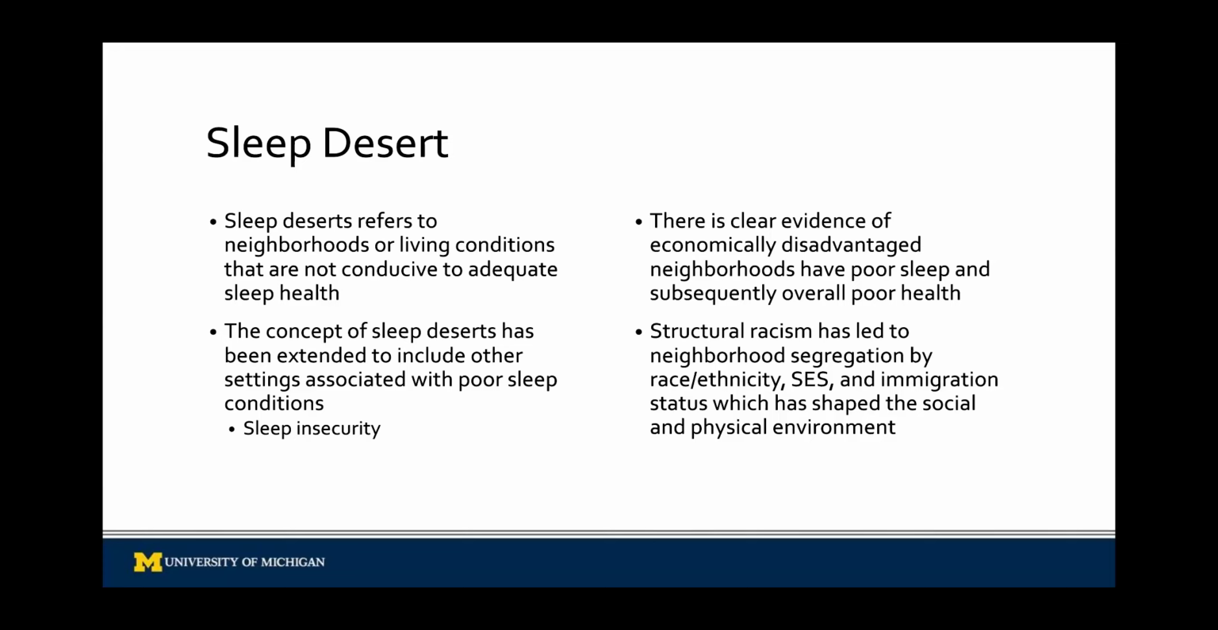So I really wanted to emphasize that there is clear evidence of economically disadvantaged neighborhoods that have poor sleep health and overall just poor health in general. There may be a lot of structural racism that has led to neighborhood segregation by race and ethnicity, as well as socioeconomic status and immigration status, and that can shape the social and physical environment in which these patients are living.